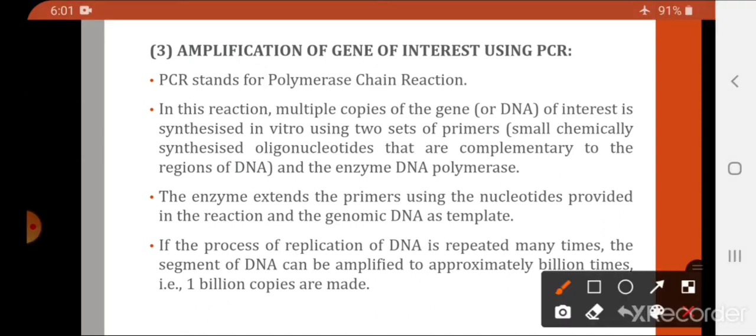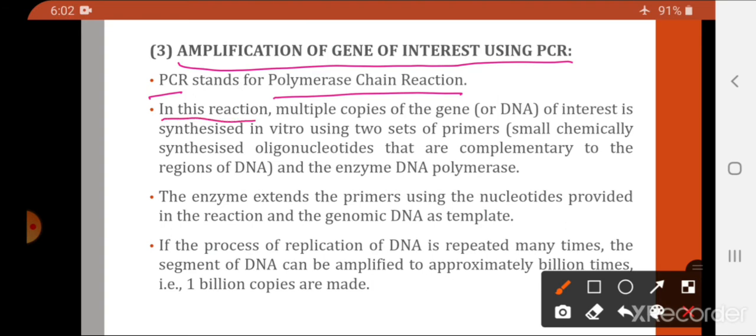Now, the next step is amplification of the gene of interest using the PCR. अभी जो recombinant DNA बना या gene of interest जो भी है उसे हमें amplify करना है, उसकी multiple copies बनानी है. So how can we make the multiple copies of gene of interest? That technique is called as PCR, that is polymerase chain reaction. So PCR, it stands for the polymerase chain reaction.